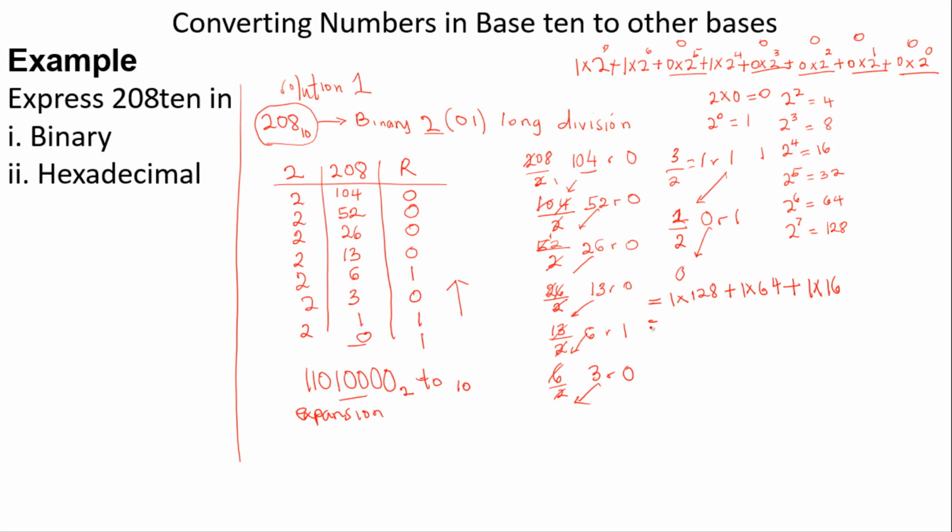Therefore, what I have is going to be 1 times 128 will give me 128, then plus 64, because 1 times 64 will give me 64, plus 16. And that will give me what? 128 plus 64 plus what? 16. That will give me what? 208. That will give me 208 in base what? 10. You see, what I told you is you are going to get it right.